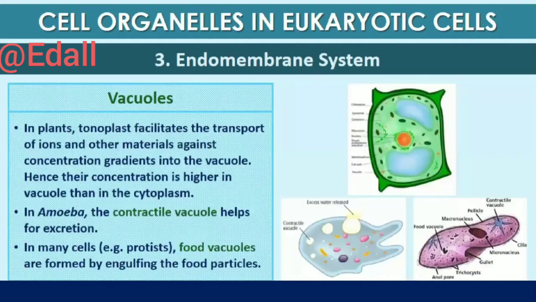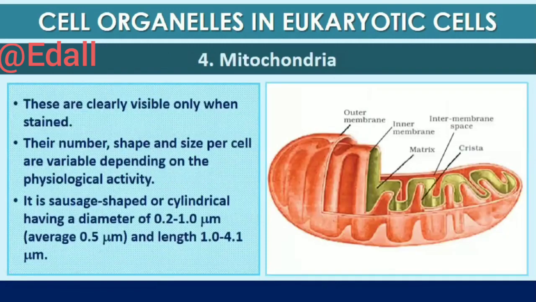In plants, the tonoplast facilitates the transport of a number of ions and other materials against concentration gradients into the vacuole, hence their concentration is significantly higher in the vacuole than in the cytoplasm. In amoeba, the contractile vacuole is important for excretion. In many cells, as in protists, food vacuoles are formed by engulfing the food particles.